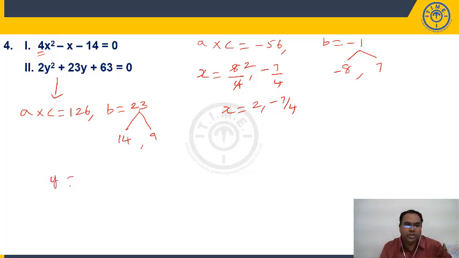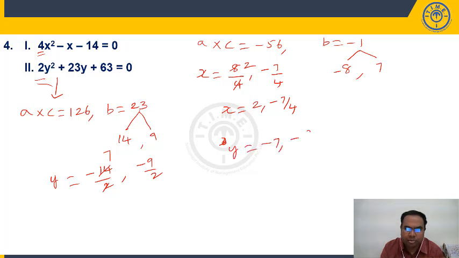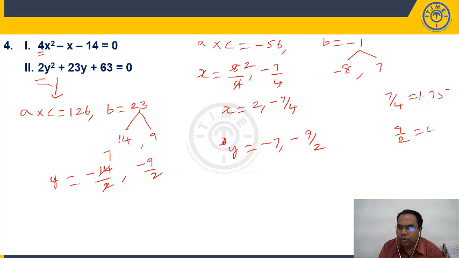While writing the roots, you have to change the sign. Minus 14 by coefficient of y square, which is 2, comma, minus 9 by 2. So the y roots are y is equal to minus 7, comma, minus 9 by 2. Obviously, 7 by 4, we have already seen this is 1.75, right? If we divide 7 by 4, 9 by 2 is nothing but 4.5.